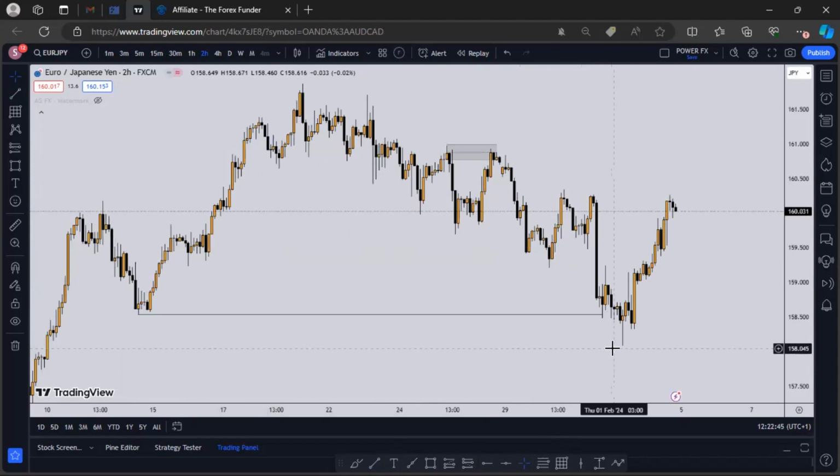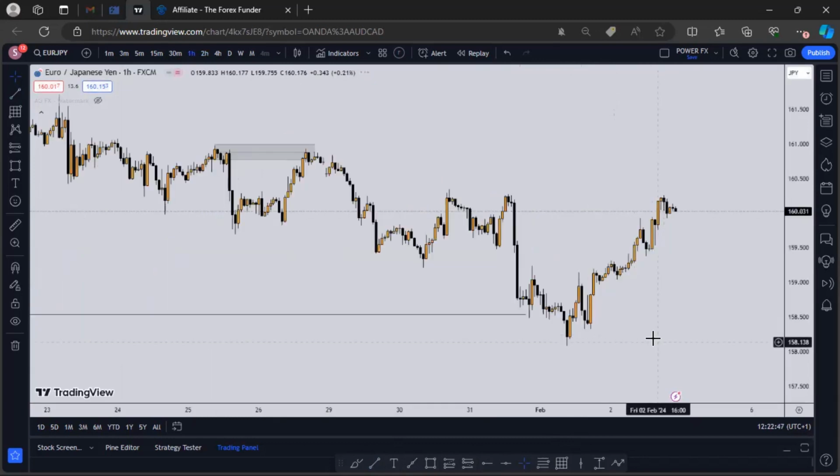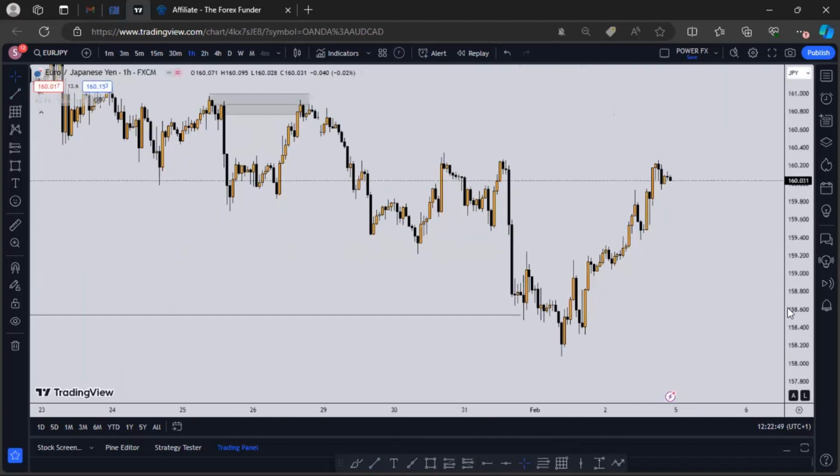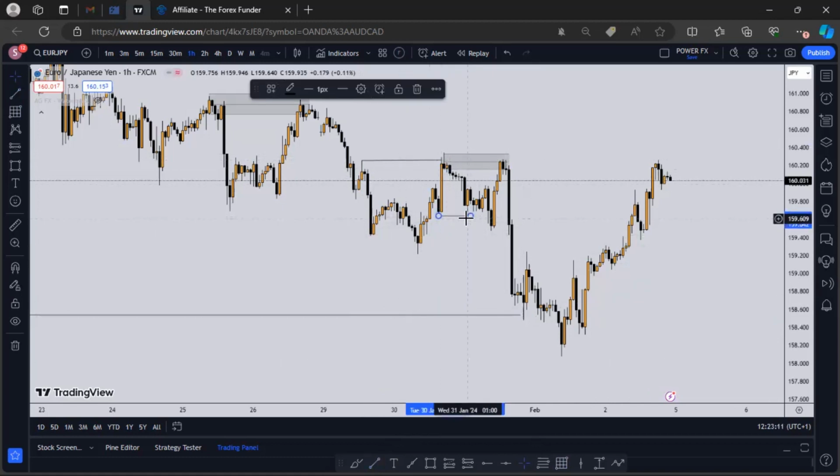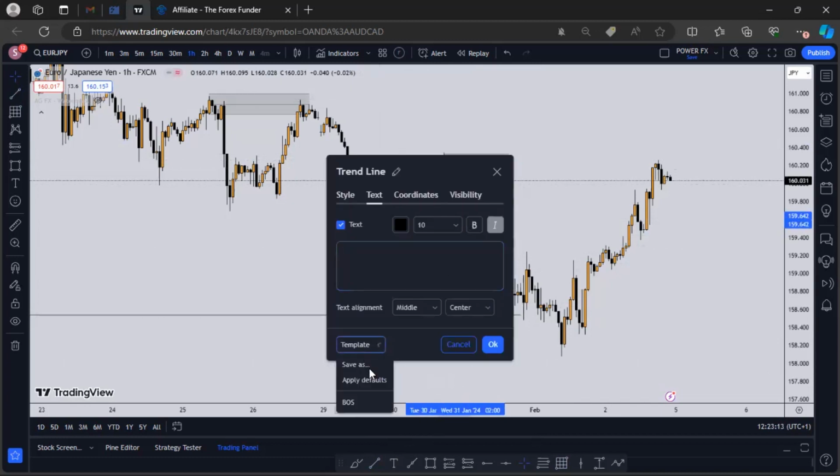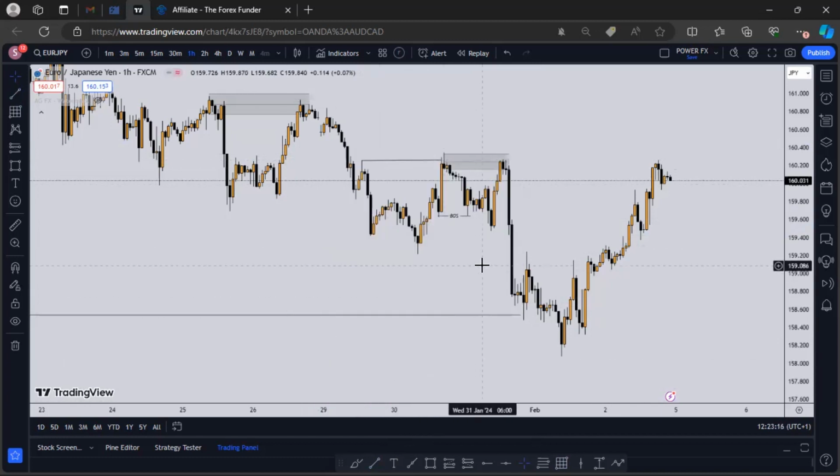And if you scale down to the 1 hour time frame, you can see that price did a liquidity sweep here, a buy side liquidity sweep. Here's our supply zone. Price posted a break of structure.